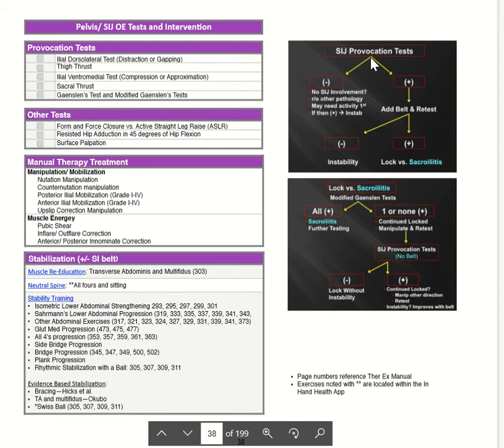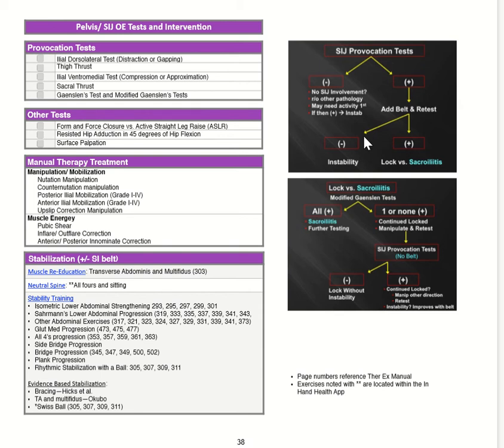However, if you do your provocation test on the SI joint and you find that they're positive, you're going to follow the chart to the right. And what you want to do after this is you want to add a belt and retest. If you add the belt, retest, and your provocation tests are negative, you're going to suspect an instability.